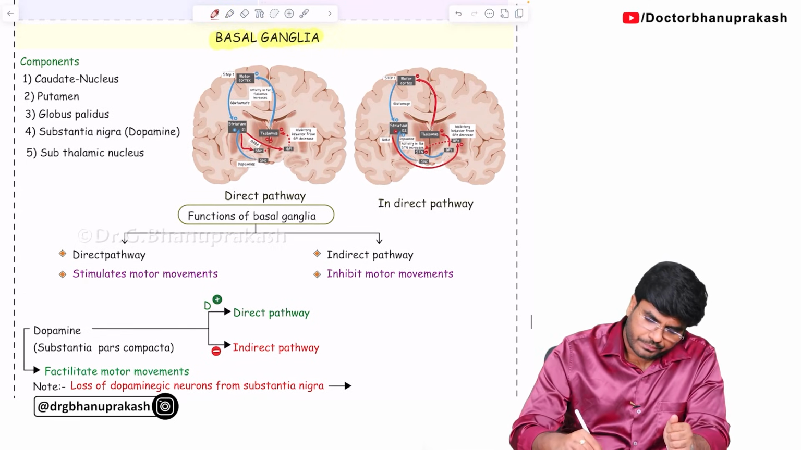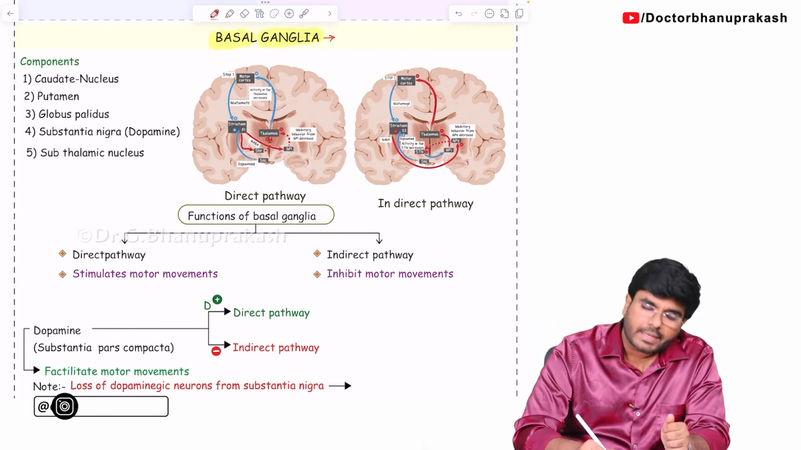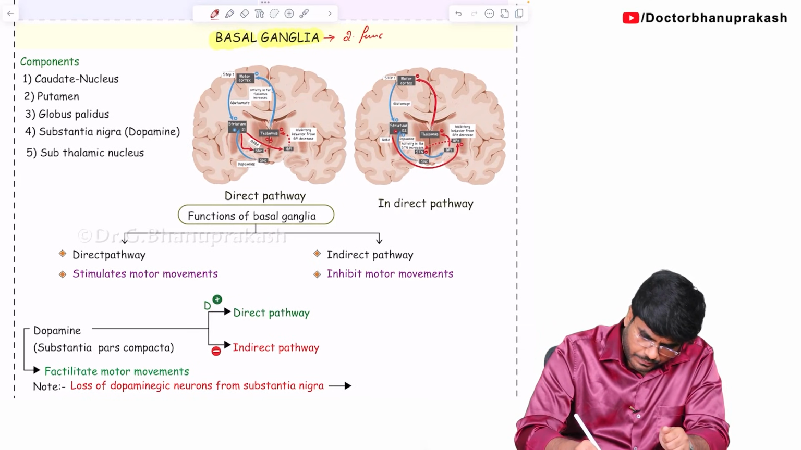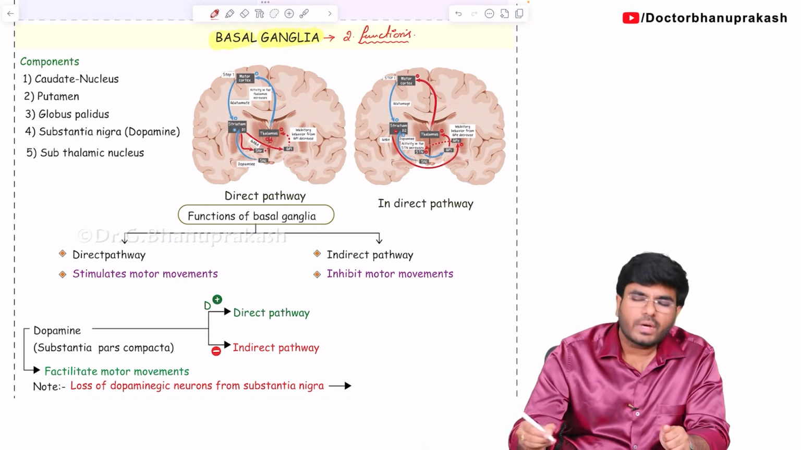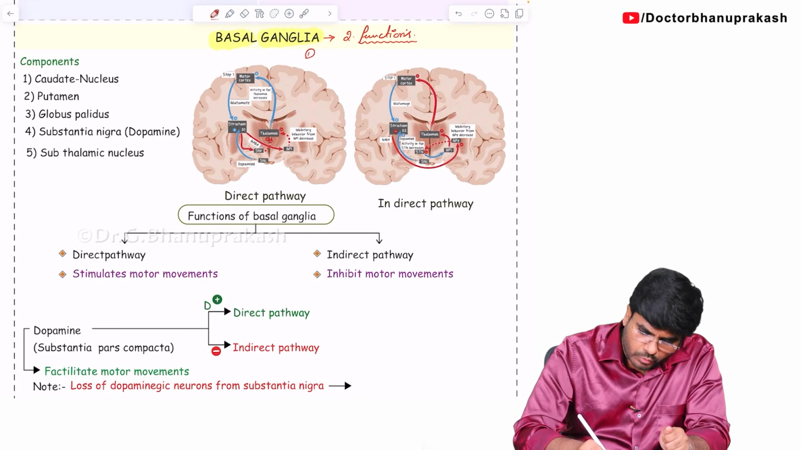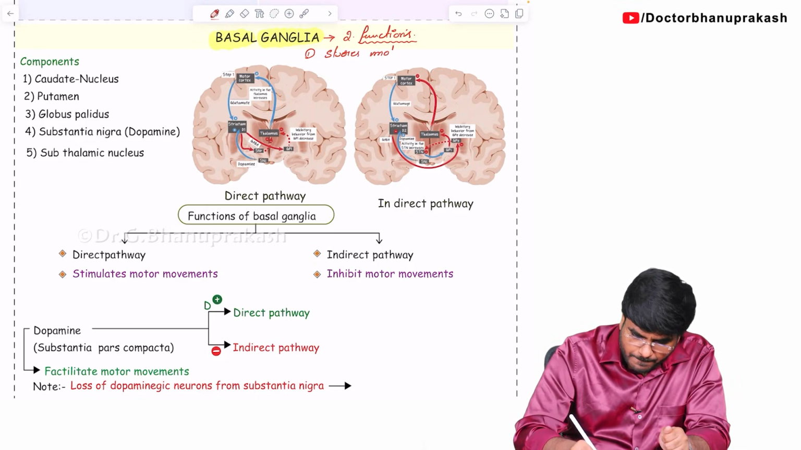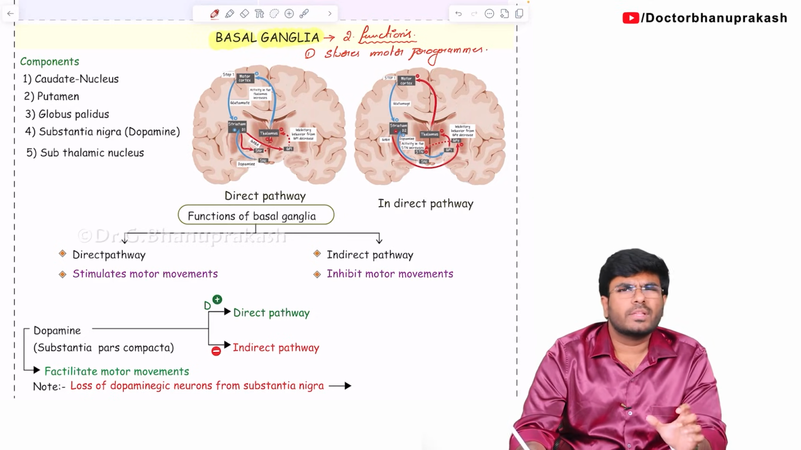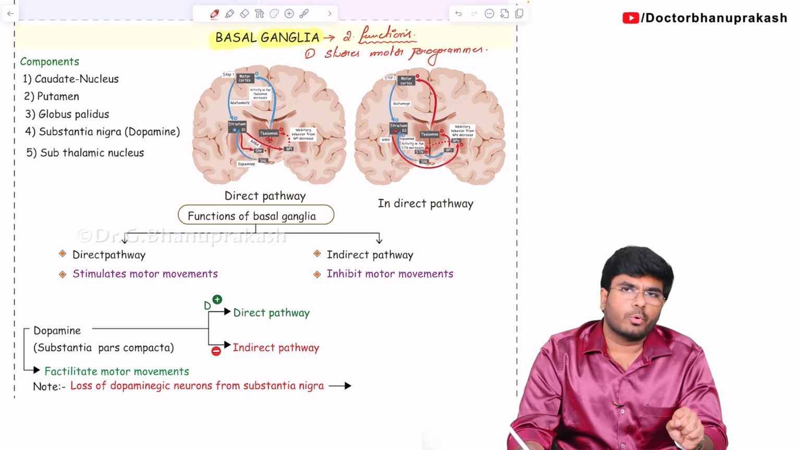First of all, let me tell you what the functions of the basal ganglia are, what this basal ganglia is doing in your body. There are actually two important functions. What are the two functions of the basal ganglia? See, basal ganglia is going to store motor programs. What do I mean by storing the motor programs? And it helps in the execution of the motor programs.